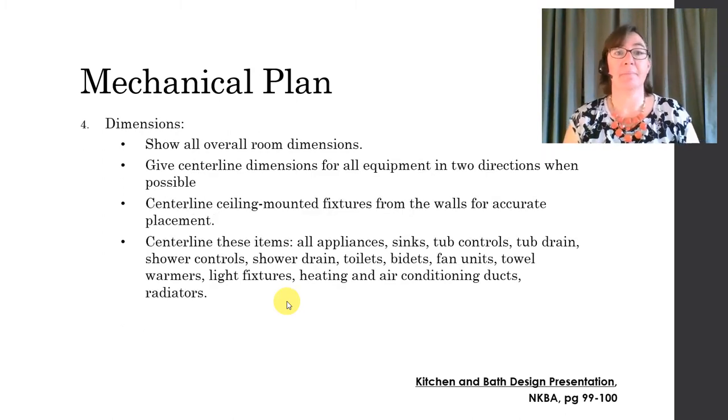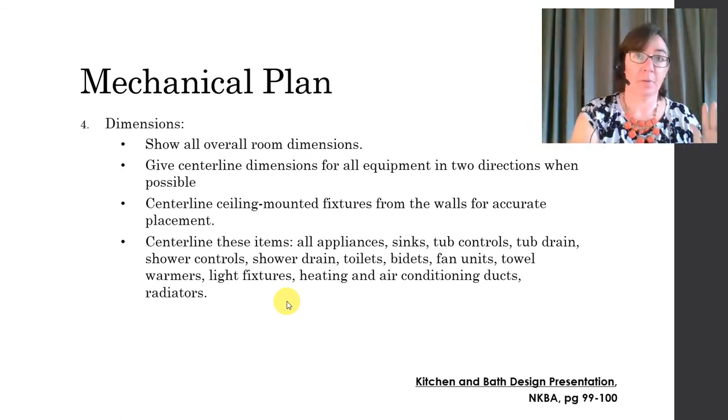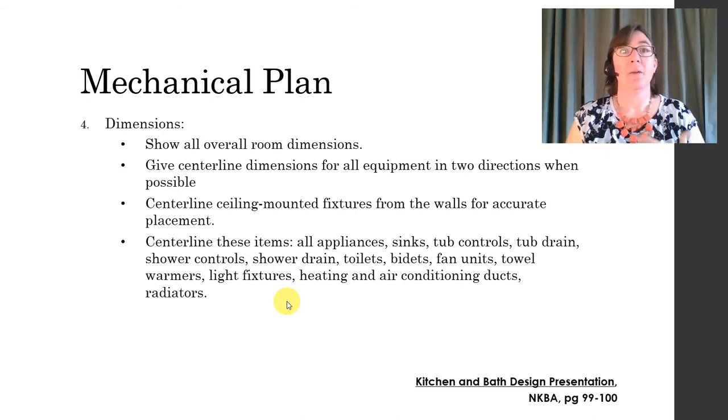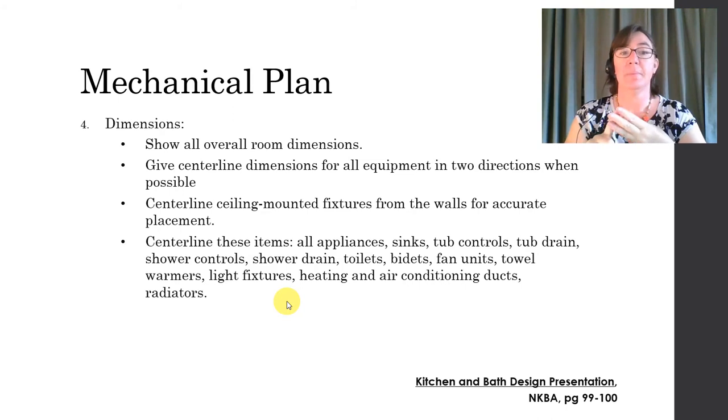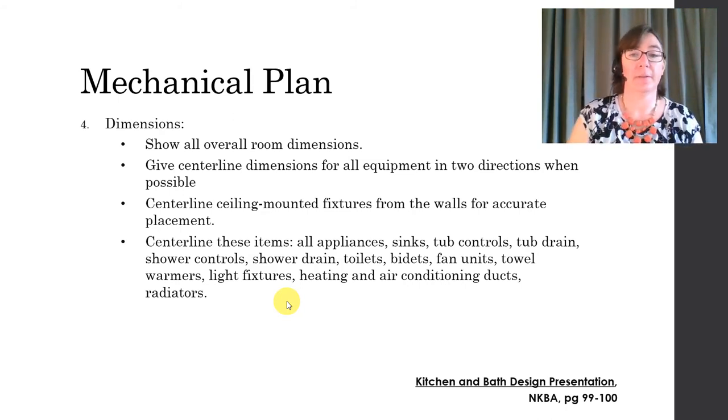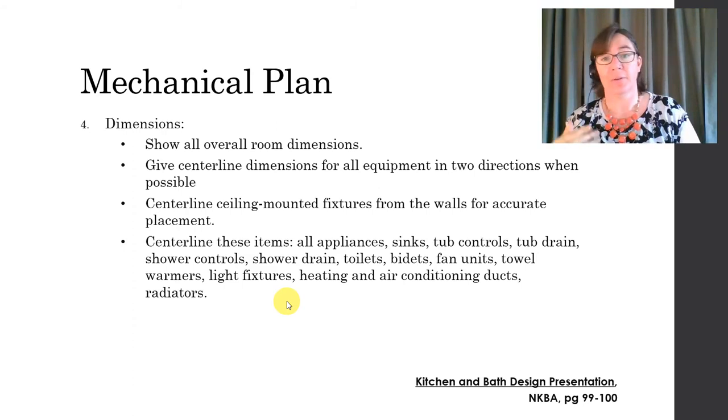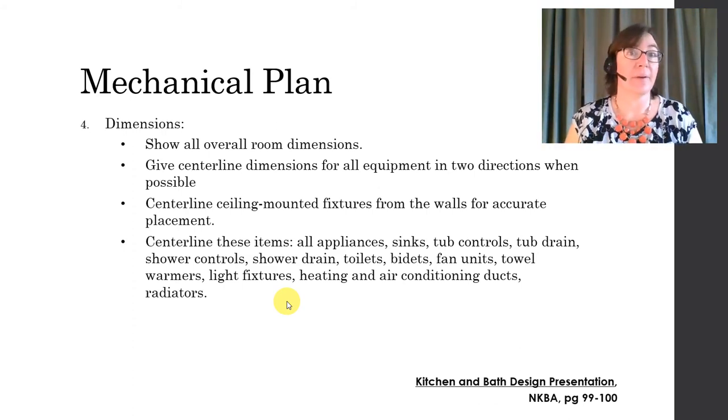The mechanical plan has dimensions. First of all, you put all the same room dimensions as your floor plan. Okay, you can just copy them over. You want to locate all of your equipment, and you especially want to locate all of your ceiling mounted lighting fixtures. Okay. All of these things on this list get centerline locations. All right: appliances, sinks, tub controls, shower controls, toilets, fans, light fixtures, ducts, radiators, etc., etc. All right, so locate everything using your dimensions.